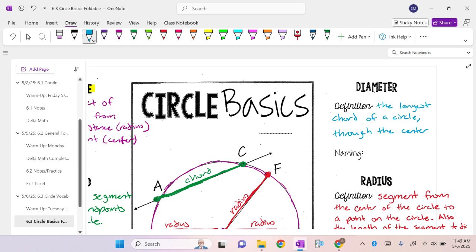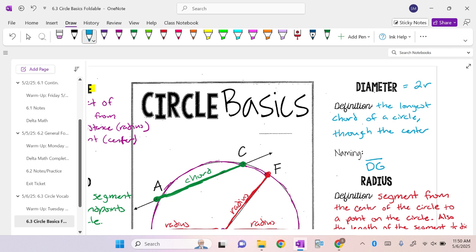Also, just to note, how does the diameter relate to the radius? Radius is 1/2 the diameter, so what's the opposite of that statement? Right, diameter is also equal to twice the radius, or twice r. All right, and so naming it, we name it just like a radius or a chord, as a segment, and then from 2 points.